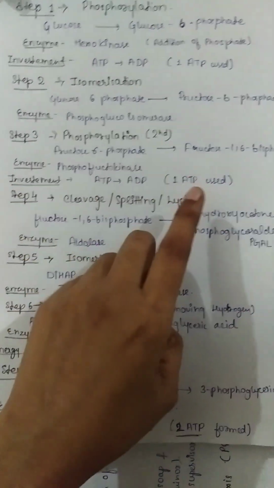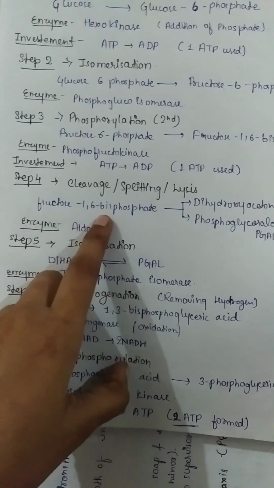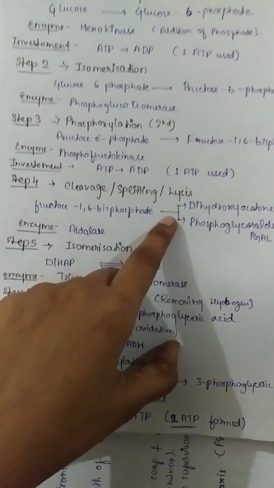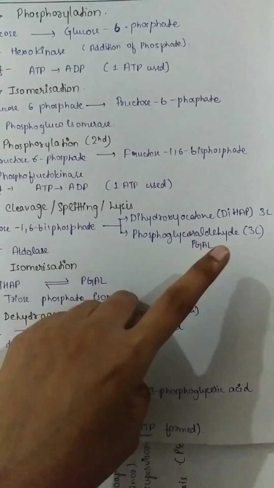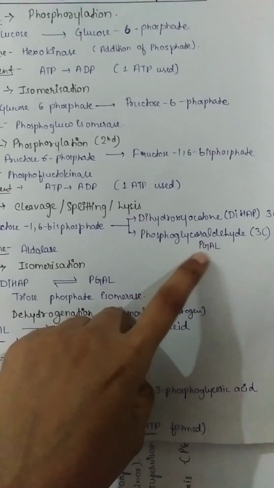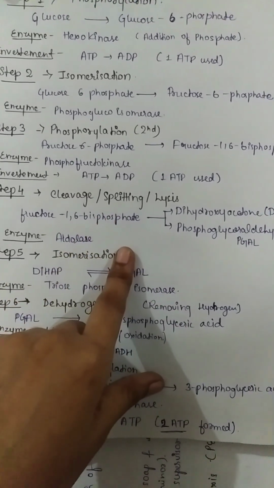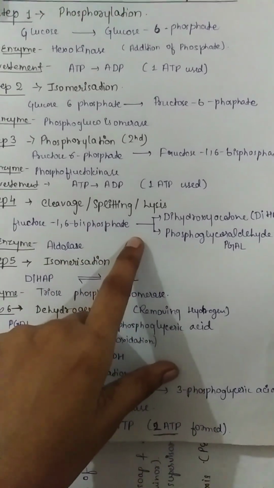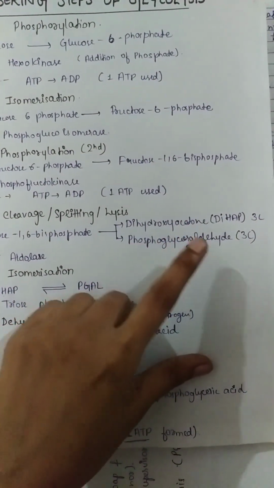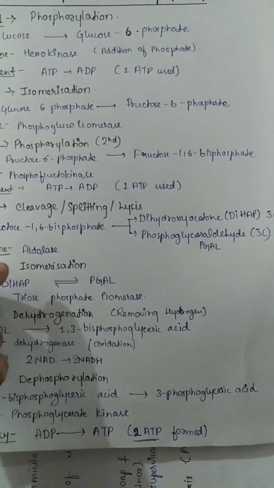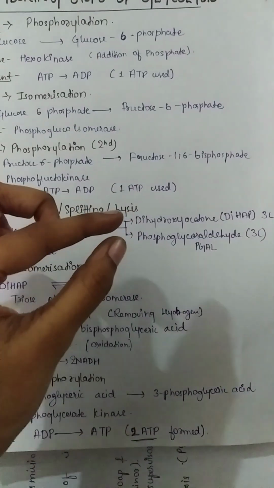The product formed in step 3 is fructose 1,6 bisphosphate. Fructose 1,6 bisphosphate splits into 2 products: dihydroxyacetone phosphate, DHAP, and phosphoglyceraldehyde, PGAL. The fourth step is the main step in which splitting occurs. Fructose 1,6 bisphosphate gives 2 products of 3 carbon each.